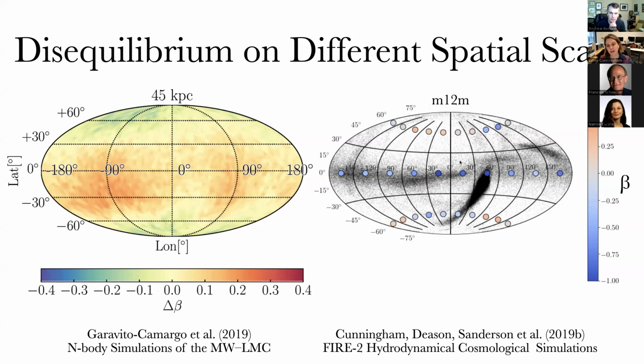And on the right-hand side, it's a map from one of the fire simulations that I made, where again, the velocity anisotropy corresponds to the colored point in each one of those grids. And we can see that in the LMC's case, we have these very large scale variations in the kinematic properties as a result of this interaction with the Magellanic Clouds.